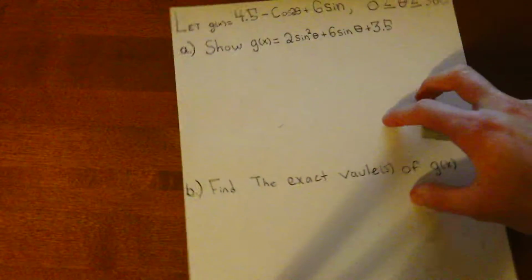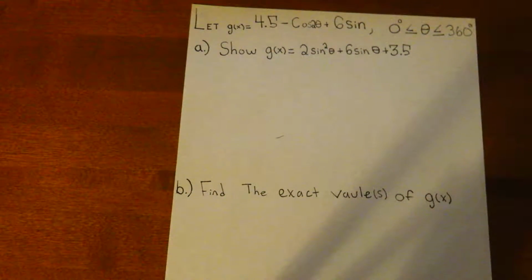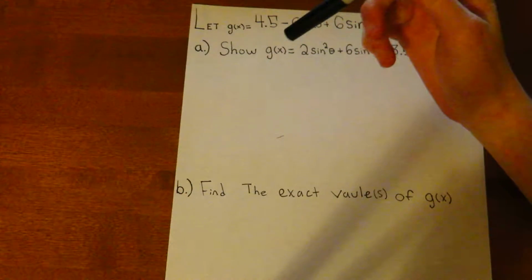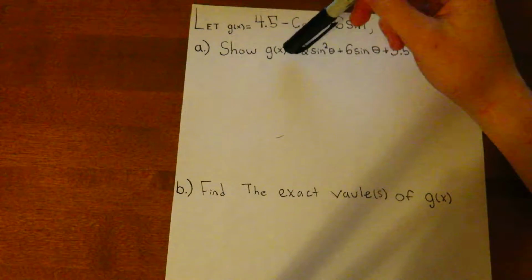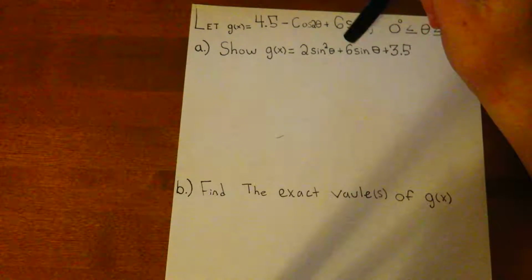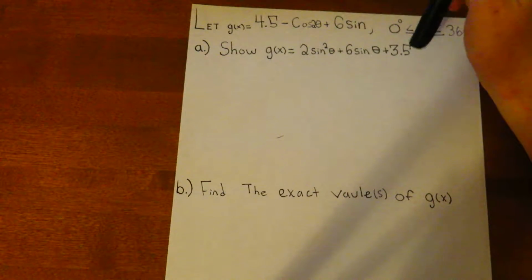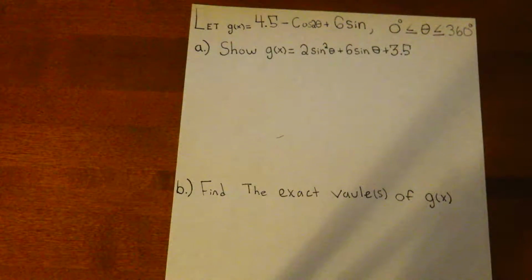The first problem says, let g of x equal 4.5 minus cosine 2 theta plus 6 sine theta, with a domain of 0 degrees through 360 degrees for theta. For part A, we're going to show that g of x is equal to 2 sine squared theta plus 6 sine theta plus 3.5.